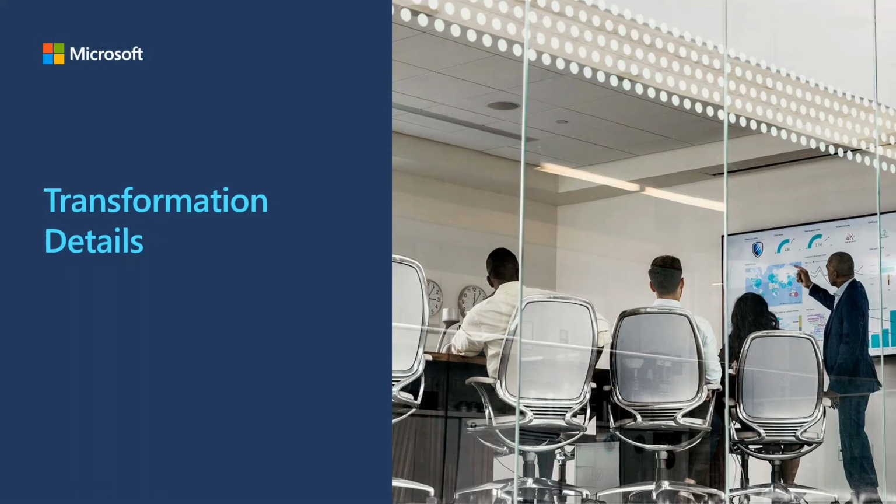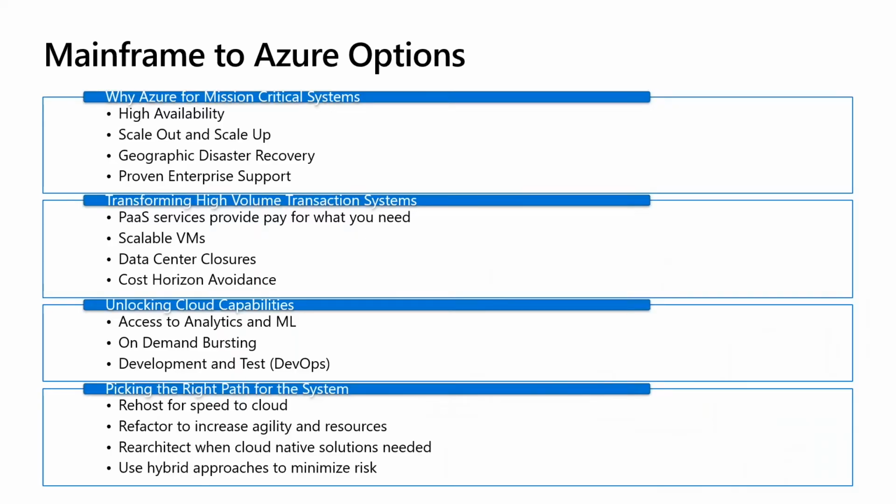Okay, so I'm going to talk a little bit about transformation details, and I'm going to look at some of the things that why you'd want to use Azure for this type of transformation. So if you're looking at mission critical systems, you want to have the capability of having this high availability. Well, we've already talked a little bit about the fact that we can set up within a region, we can have multiple availability zones so that you can have high availability within a region, and we have the technologies that will allow that type of failover.